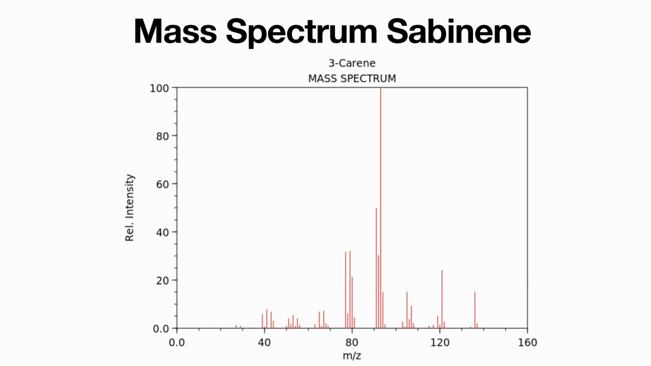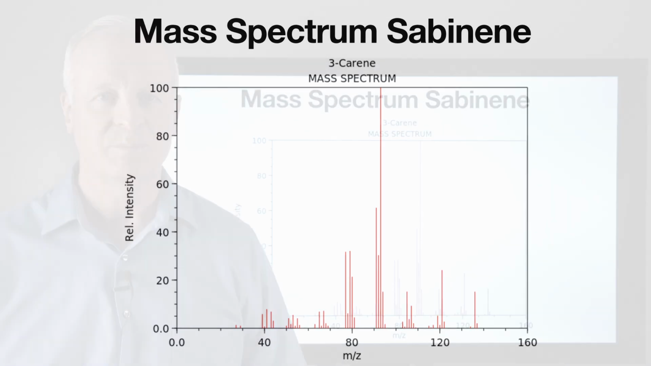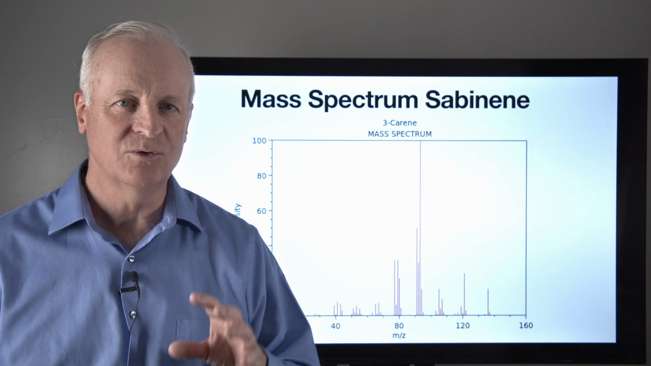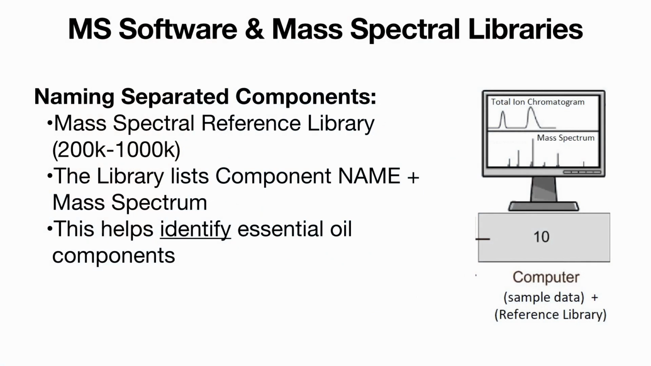So here's an example again of saponine. Here's the intensity versus mass. That's the mass spectrum. Now we take that digital information and it's put into a library. These mass spectral libraries are very important to help me identify components in the essential oil. And these mass spectral reference libraries can contain 200,000 to 1,000,000 different mass spectra. The library lists the component name and the mass spectrum.